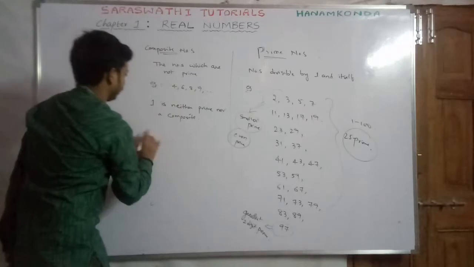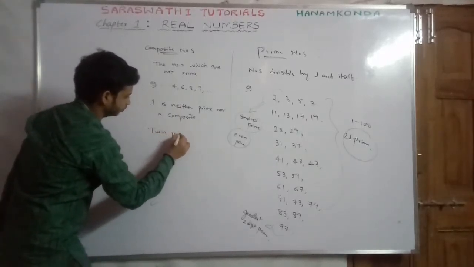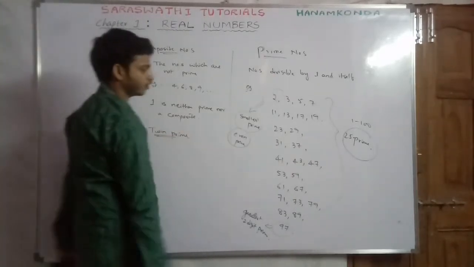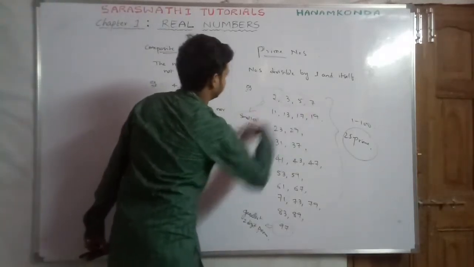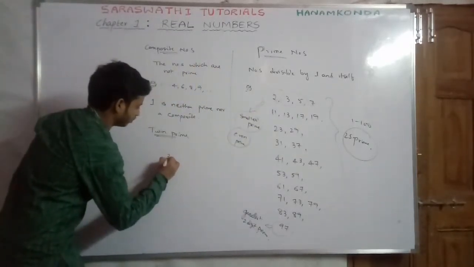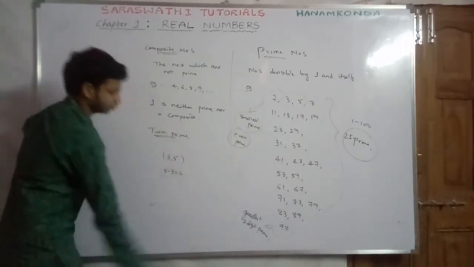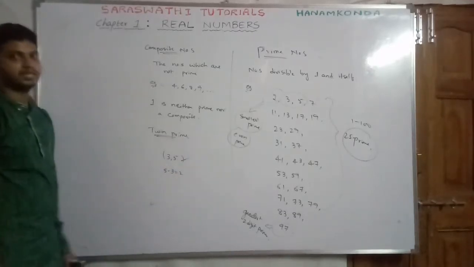Next, twin primes. Twin primes are the prime numbers which differ by 2. Those are said to be the twin primes. So for example, if we take 3 and 5. So 3 comma 5. Here 5 minus 3 is 2. Therefore the difference of the two prime numbers is 2, and these two are said to be the twin primes.